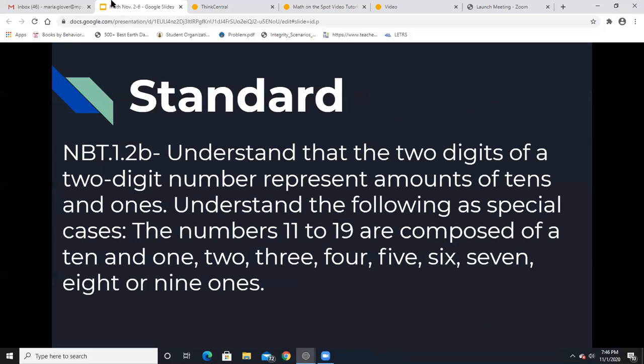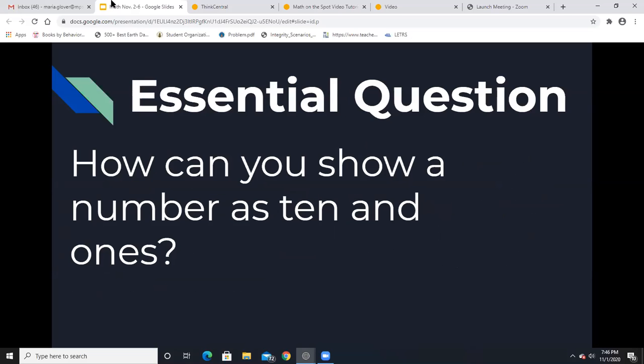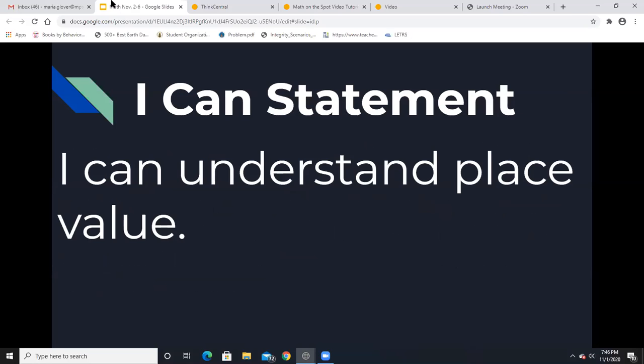Our standard is NBT 1.2b. Understand that the two digits of a two-digit number represent amounts of tens and ones. Understand the following as special cases. The numbers 11 to 19 are composed of a 10 and 1, 2, 3, 4, 5, 6, 7, 8, or 9 ones. Our essential question is, how can you show a number as 10 and ones?